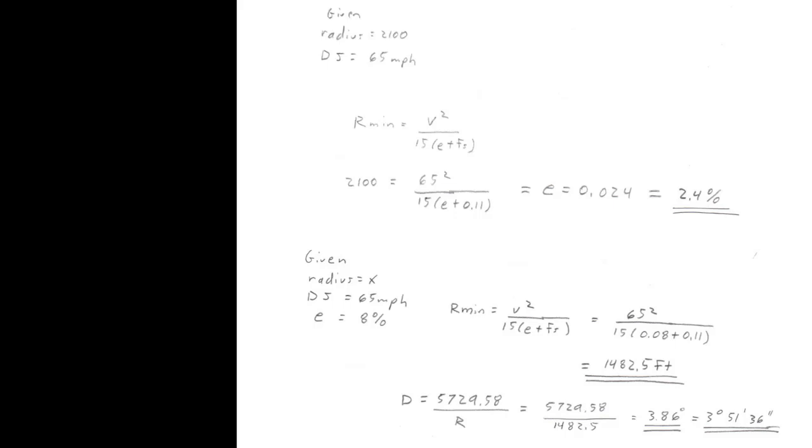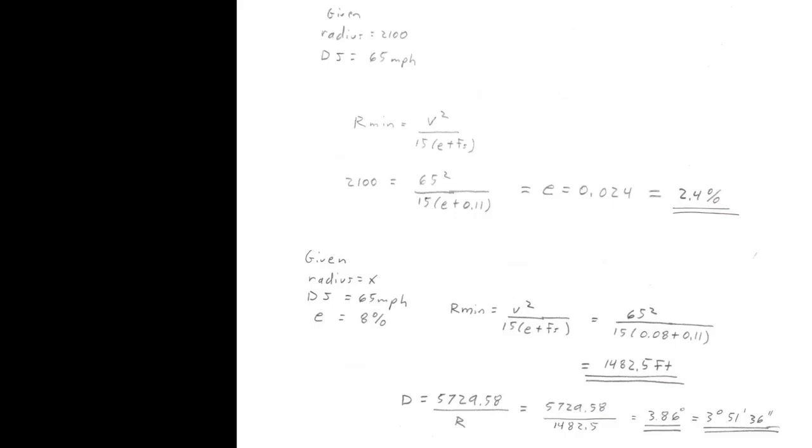65 miles an hour. Notice in this that velocity is based on miles per hour, and your E in this case is 2.4%. Second one there, let's assume that we increase the super elevation to 8%. What's the radius? Rmin equals V squared over 15 E plus Fs. So our Rmin now is 1482.5 feet. And in the bottom one, you can see that we're solving for D. Make sure that you know that it's 3.86 degrees, which is equal to 3 degrees, 51 minutes, 36 seconds.